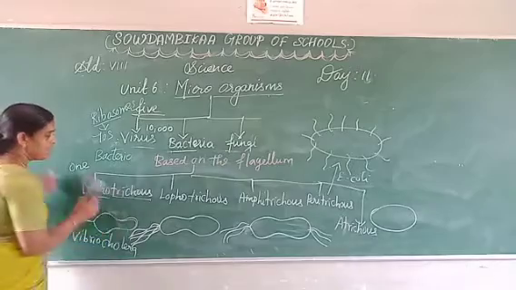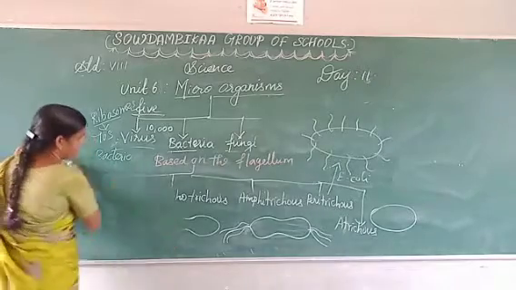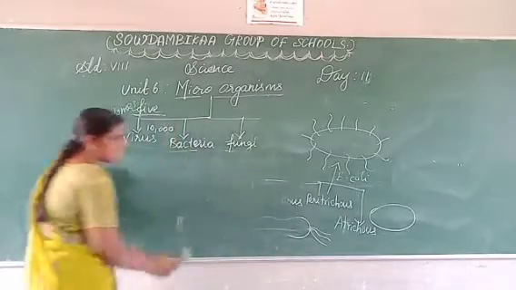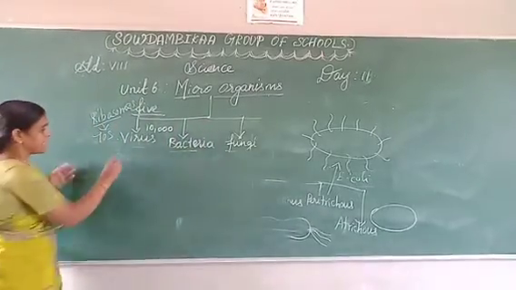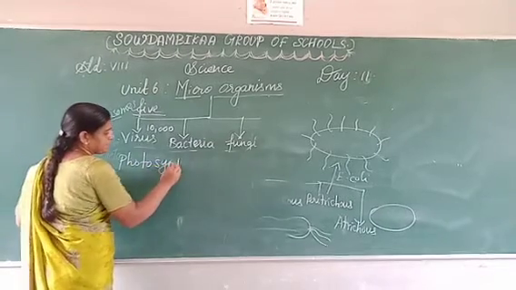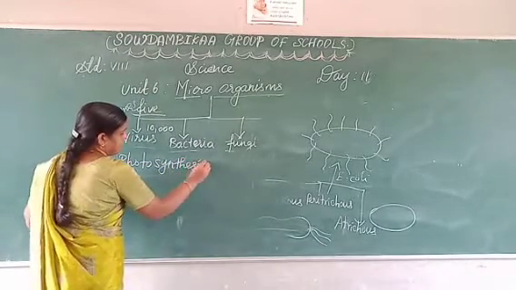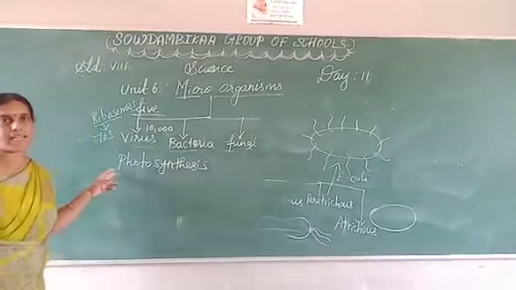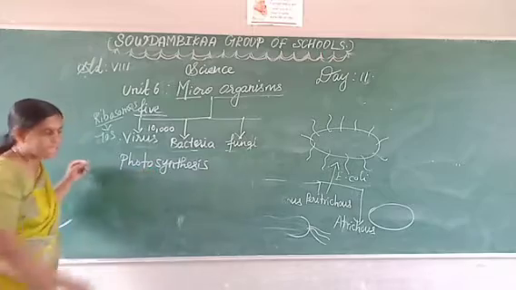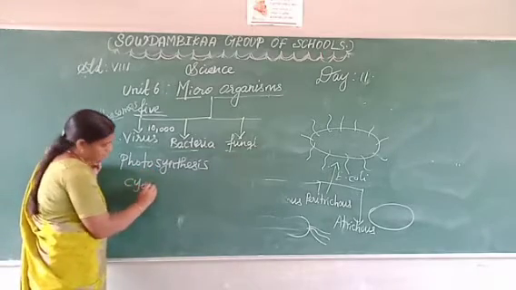The bacteria get food in many ways: photosynthesis and chemosynthesis. Photosynthesis means with the help of sunlight, the bacteria get their food. It is called photosynthetic bacteria, for example cyanobacteria.